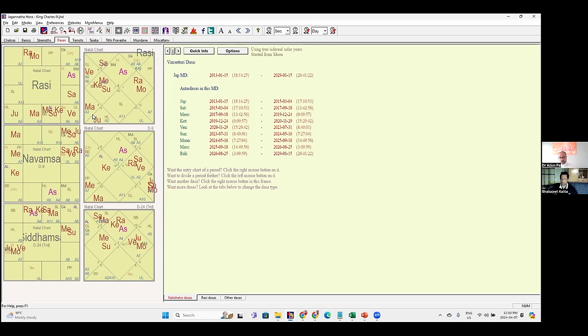Okay, great. So now Rahu is also impacting from Pisces. Rahu is impacting because Rahu is retrograde. It's impacting, sitting in the second house. Brilliant. Okay.